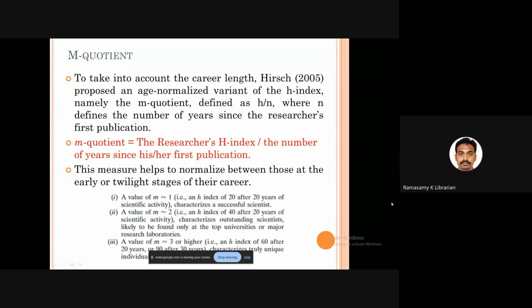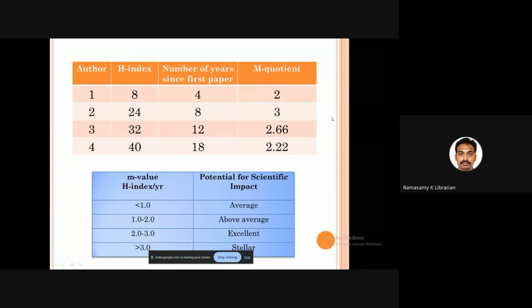The formula goes this way: the researcher's H index divided by the number of years since his or her first publication. Very simple. For example, the first author has an H index of 8, but he has been publishing papers only for 4 years. And there's another author whose H index is 24, but he has been publishing for the last 8 years. Now we are going to calculate M quotient. How to calculate? H index divided by the number of publication years of an individual. 8 divided by 4, 2 is the M quotient. 24 divided by 8, 3 is the M quotient.